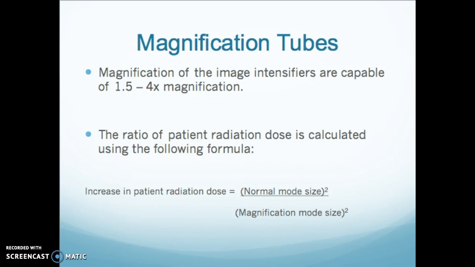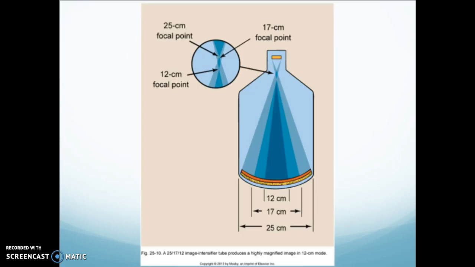So the increase in the patient radiation dose, you take the normal mode squared divided by the magnification mode squared. And this gives you an idea, using the 12-inch, 17-inch, or 25 cm II, what happens to your focal point and where it moves. And as you can see here, your output phosphor is still the same size, which gives you that magnified image.